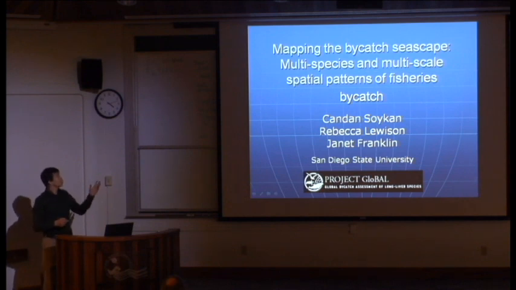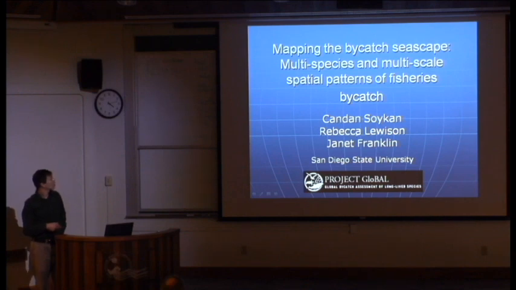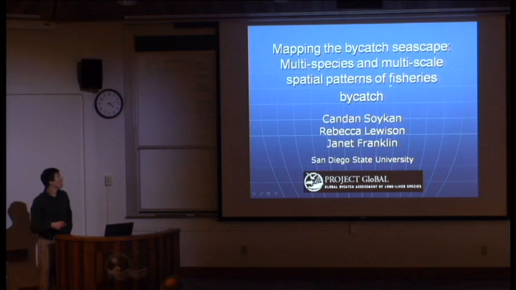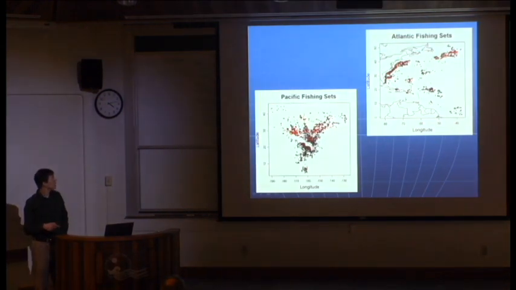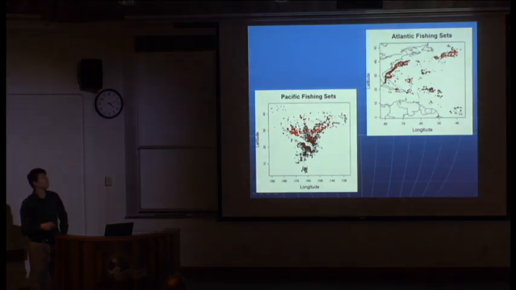An example of something that can be applied to this sort of thing is this paper that I did along with Rebecca Lewison and Janet Franklin, in which we mapped bycatch patterns across the seascape. We looked at this both for multiple species and multiple spatial scales, just to see what the bycatch patterns were like. We did this for longline fisheries both in the Atlantic and the Pacific. Here what you see is longitude on the x-axis, latitude on the y. All the fishing sets are in black. The ones that had a bycatch encounter are in red.